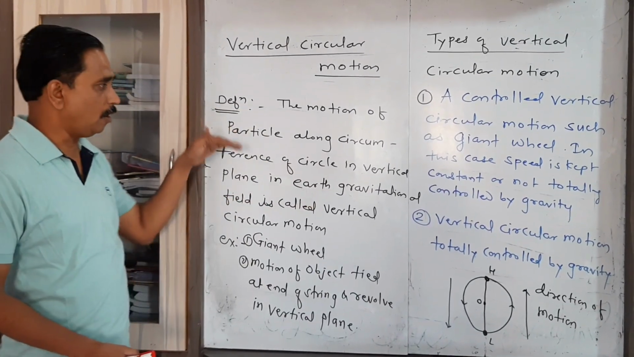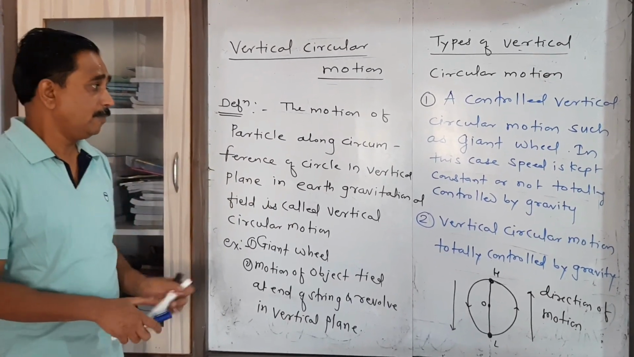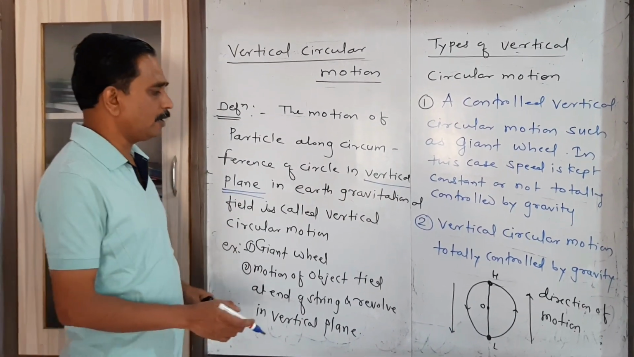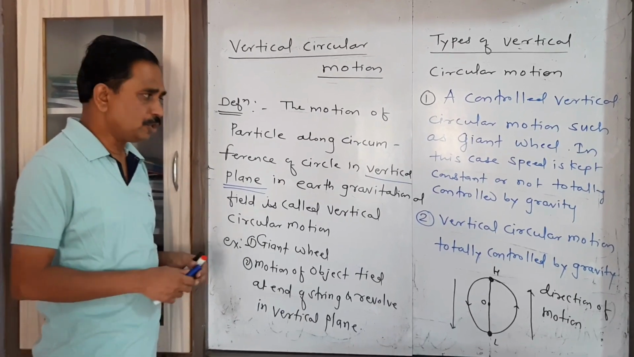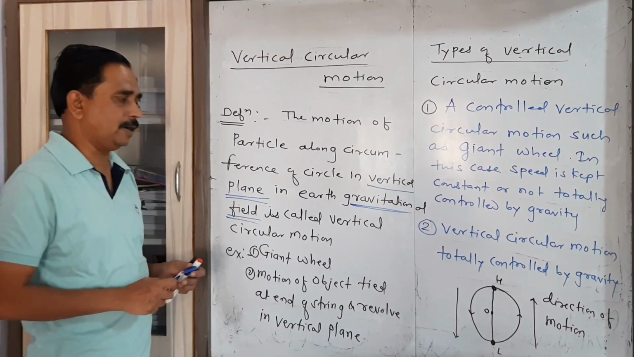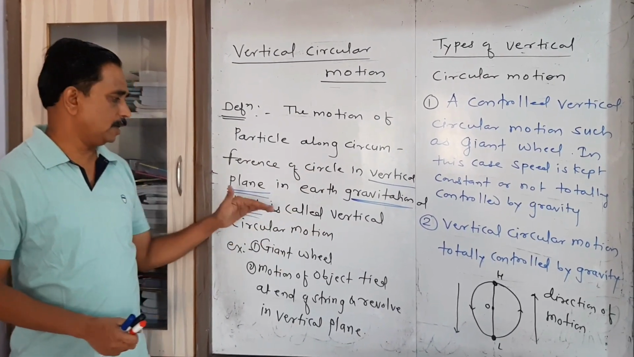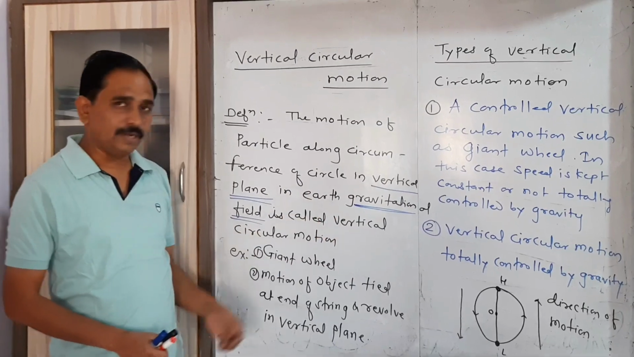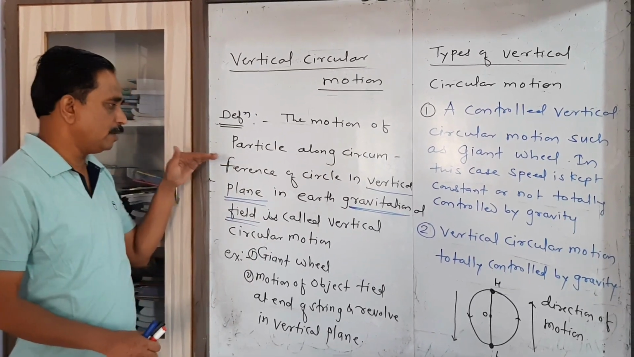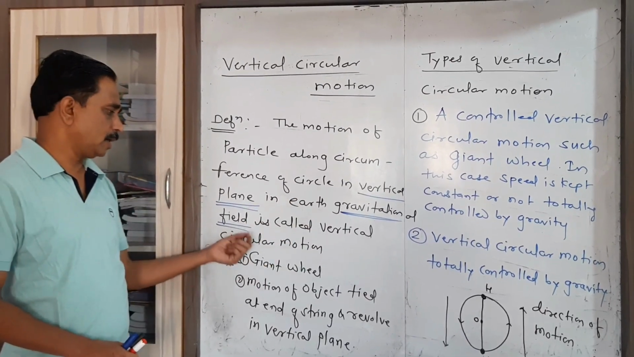Simply, the motion of an object or particle along the circumference of a circle, but in which plane? In a vertical plane. And when any object performs the motion in a vertical plane, the motion of that object gets affected, gets controlled by the gravitational field. That's why right here, in the Earth's gravitational field, it is called vertical circular motion. Let us repeat the definition. The motion of a particle along the circumference of a circle in a vertical plane in Earth's gravitational field is called vertical circular motion.